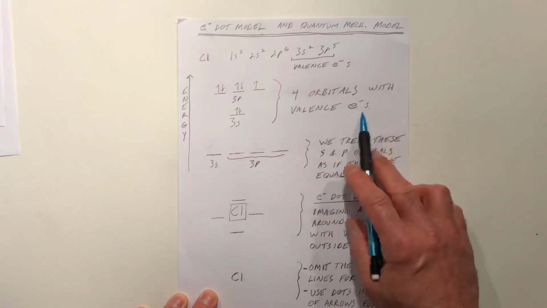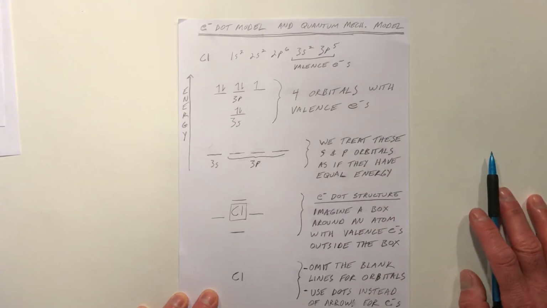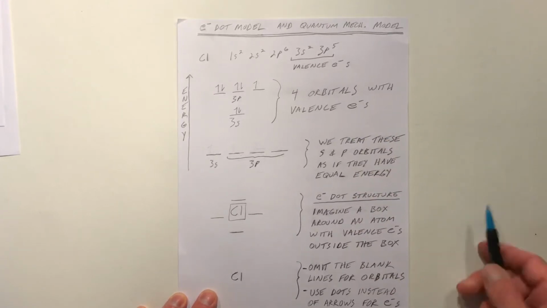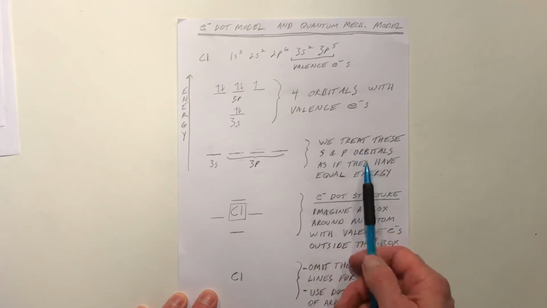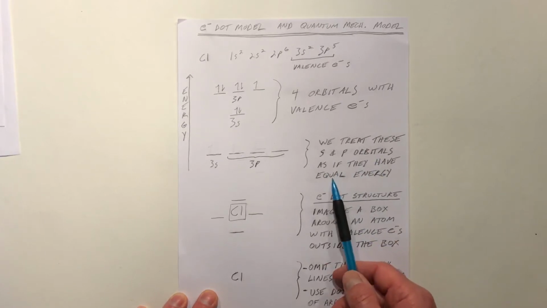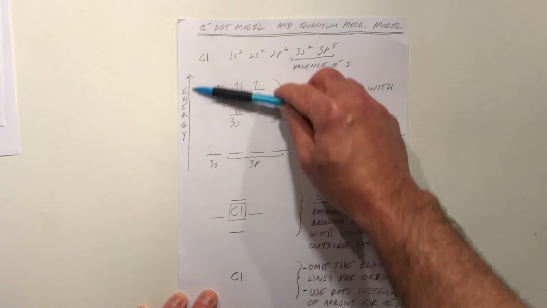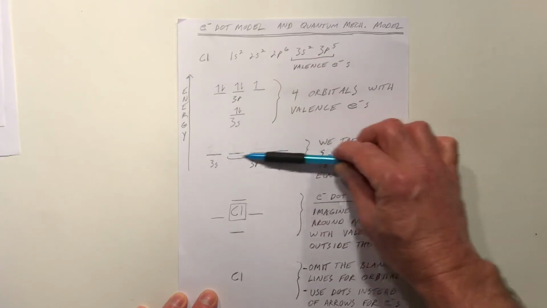Notice we have 4 orbitals that could fill up with valence electrons there. That's always true for valence electrons. There's always 4 orbitals available, 1 s orbital and 3 p orbitals. So we can treat these s and p orbitals as if they have equal energy. That means if we're increasing energy as we move up the diagram, we're going to write these as if they have the same horizontal level.